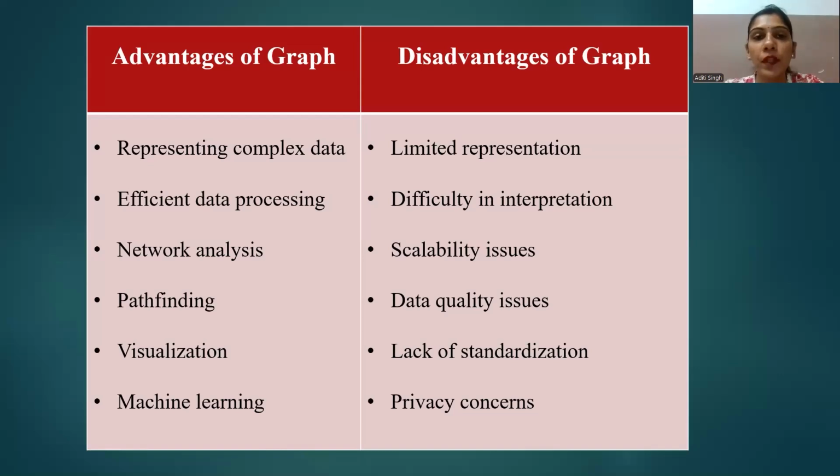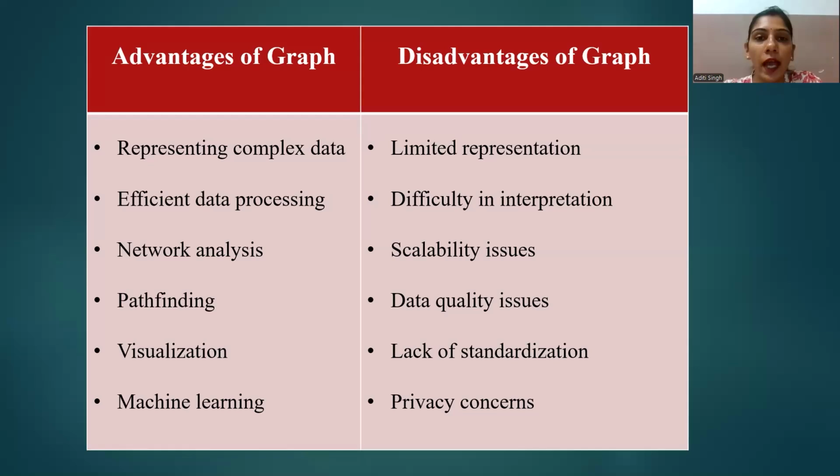Next point is data quality issue. Graphs are only as good as the data they are based on, and if the data is incomplete and inconsistent, or we can say that the data is inaccurate, the graph may show a wrong relationship between the objects. So there is always a quality issue while preparing a graphical representation.